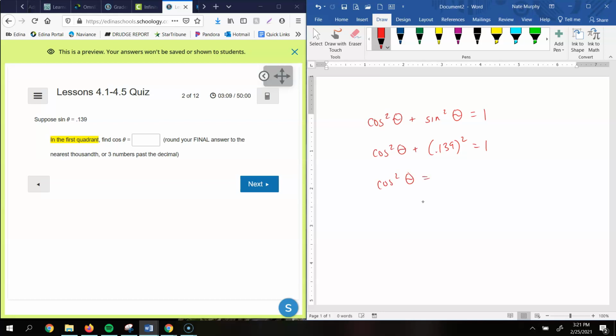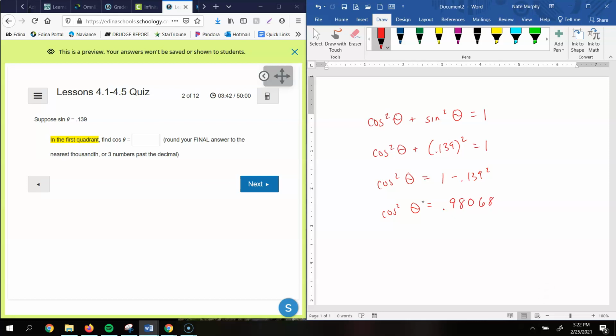So what I'm going to do is subtract 0.139 squared from both sides. You could do this all in one step, so you don't have to do this in multiple steps. So I would take 1 minus 0.139 squared, and when I do that on the calculator, I get 0.980679. Now, even though it says to round your final answer to the nearest thousandth, we want to make sure that as we're working through this, we're not rounding too soon. So I'm just going to leave this as 0.9807 just to be safe.